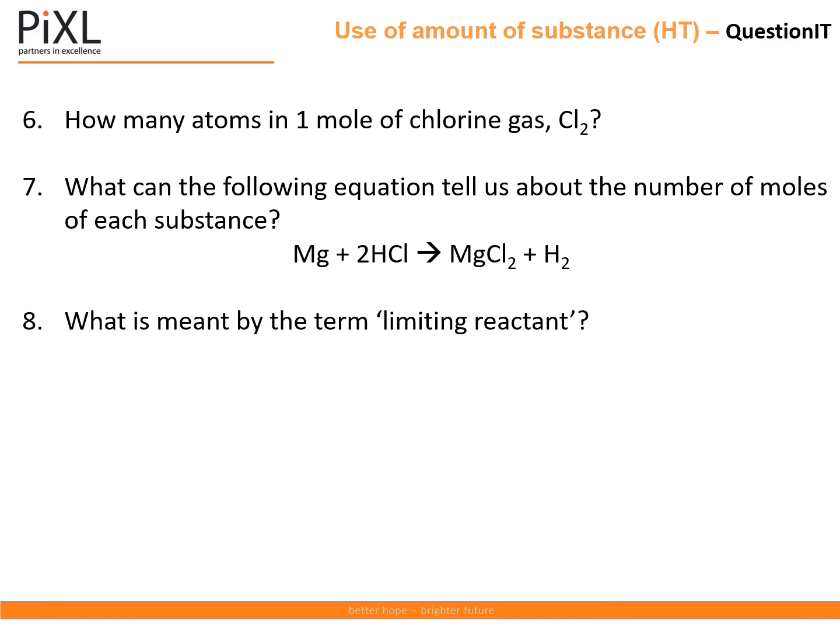So question 6, how many atoms in 1 mole of chlorine gas? Remember, 1 mole of atoms. It's quite important that you get the wording right. Next one, you've got a balanced equation where magnesium reacts with hydrochloric acid, giving you magnesium chloride and hydrogen. And it asks you for the number of moles of each substance. And the next question, the term limiting reactant.